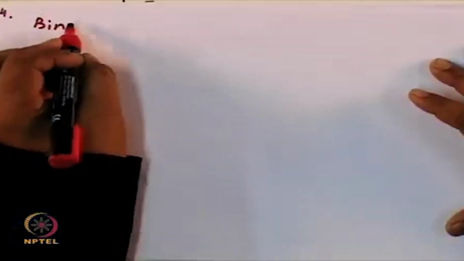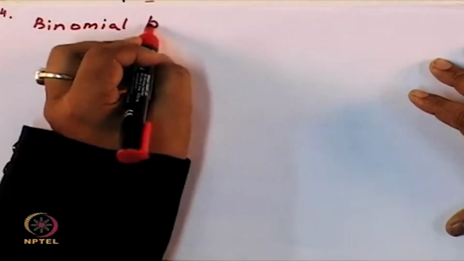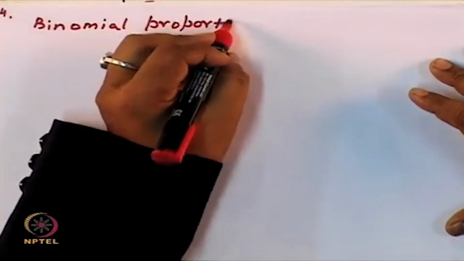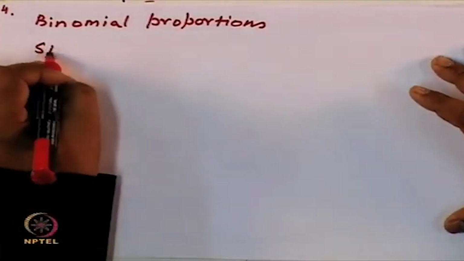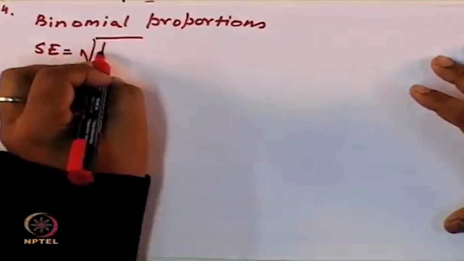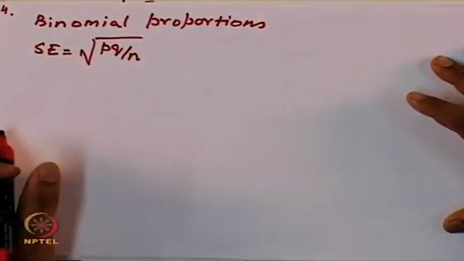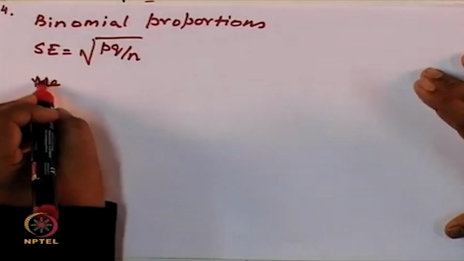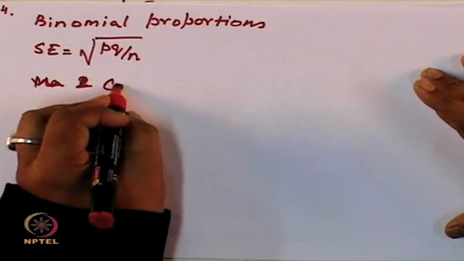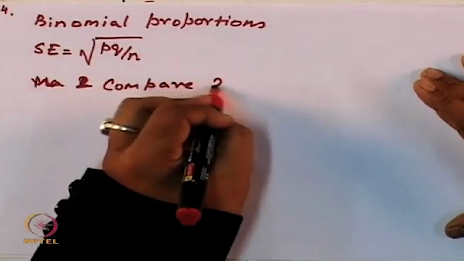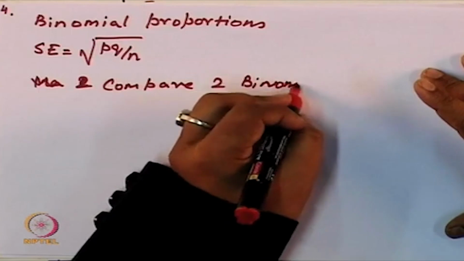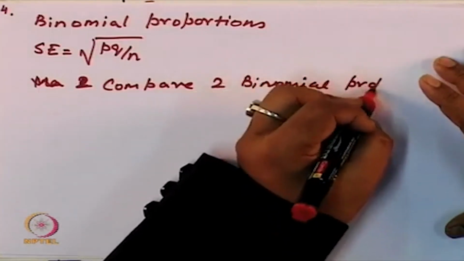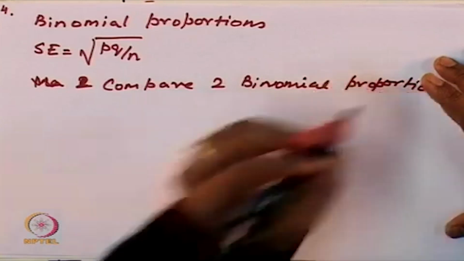So, we had discussed one more case for the case of binomial proportions. In this case, the standard error is given by root of pq by n. But if we want to compare the means, if you want to compare two binomial proportions, how would we do it?